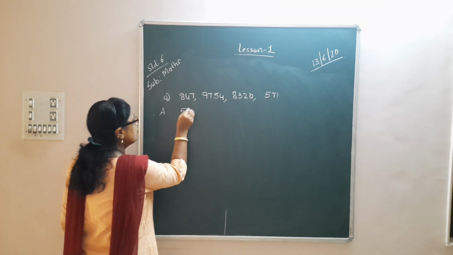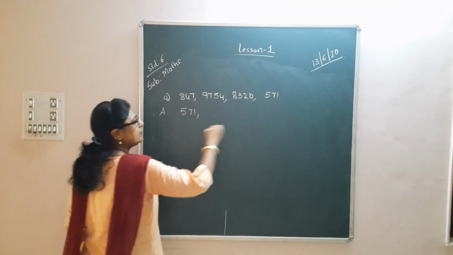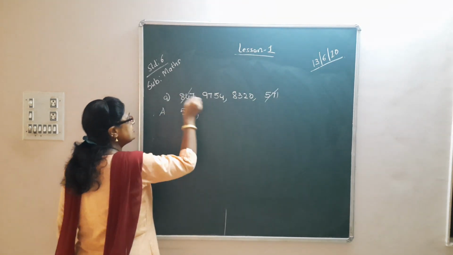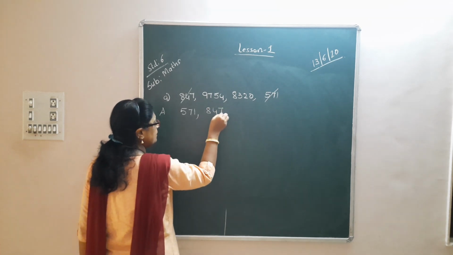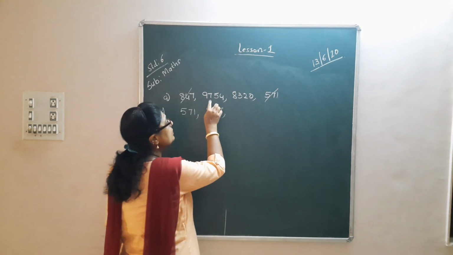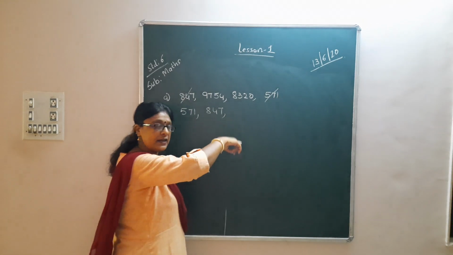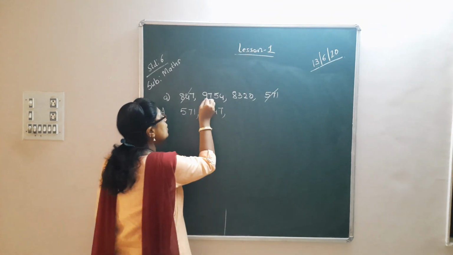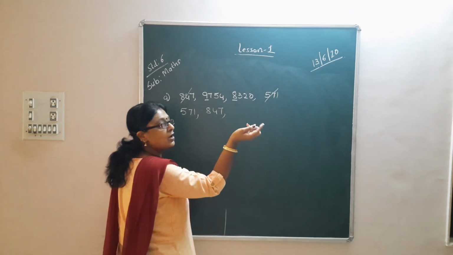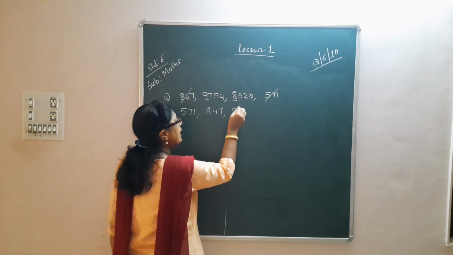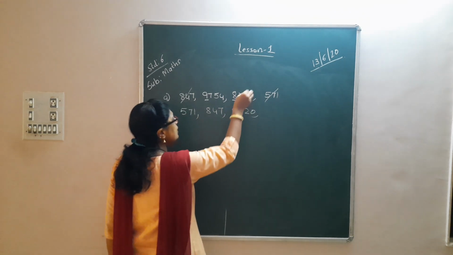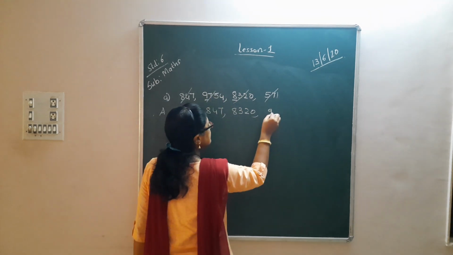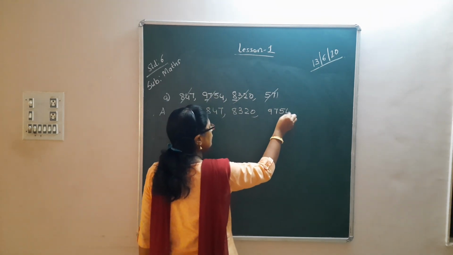So I write 5, 7, 1. Then I write 8, 4, 7. Okay. Now these two are 4-digit numbers. So from these two I have to decide which is the smaller number. So 9 and 8. Which is the smaller number? 8. So here I have 8, 3, 2, 0. And then the last one is 9, 7, 5, 4.